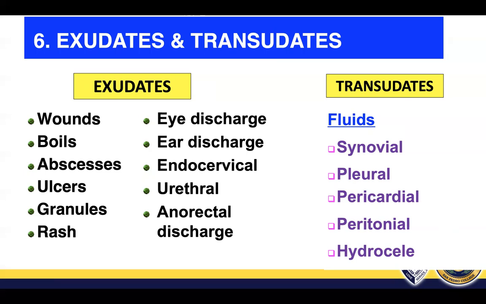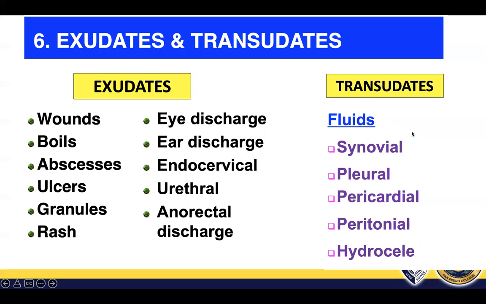Okay. Exudates, on the other hand, are also fluid buildup, but this one is caused by tissue leakage due to inflammation or local cellular damage. They're usually bound to be more cloudy, sometimes bloody, okay, with higher concentrations of protein and other substances. Okay, so here are examples of transudates and exudates. When we say transudates, these are body fluids actually. Okay, so you have synovial fluid, pleural fluid, pericardial fluid, peritoneal fluid, or hydrocele.